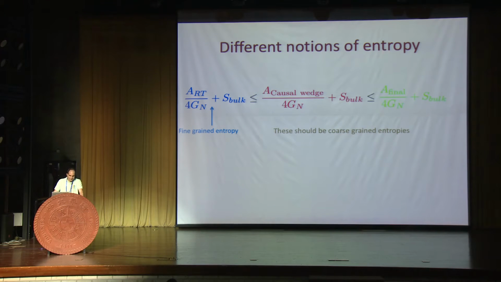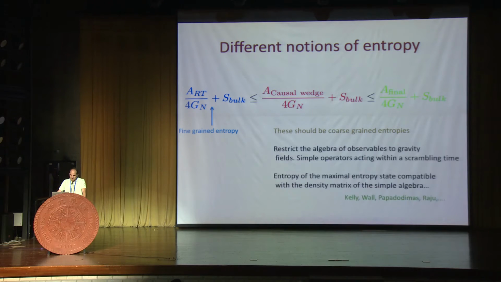Okay, so we expect these different notions of entropy, and the Ryu-Takayanagi formula is just giving us the fine-grained entropy from the point of view of the boundary theory. So on the boundary, we look at one side, and we have some density matrix. That's computing the entropy of that density matrix. But these other two entropies should be viewed as some kind of coarse-grained entropies.